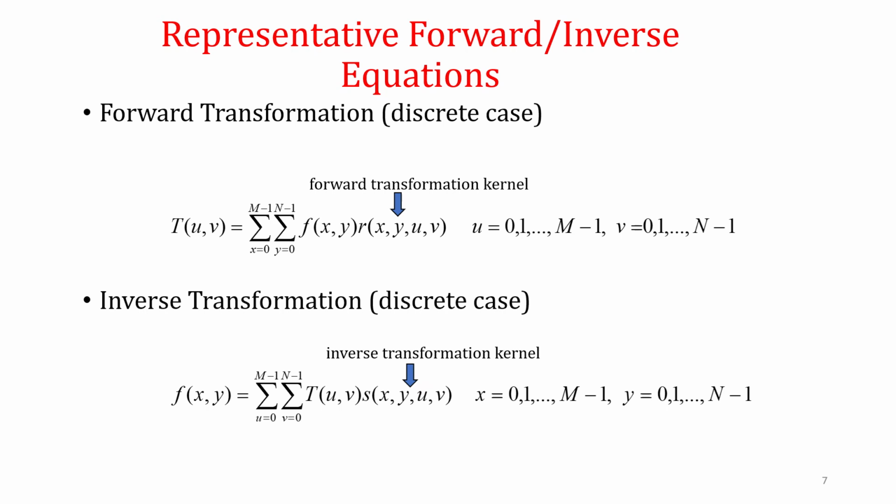Here u varies from 0, 1 to m minus 1, and v varies from 0 to n minus 1. In the same way, the inverse transformation will take the form of f of x comma y, that is the original image we want to recover. Then T of u comma v is the transformation which has been applied, and the inverse is going to be applied to it. Now the same u comma v ranges from 0 to m minus 1 and n minus 1 respectively. And now comes the inverse transformation kernel called s of x comma y comma u comma v.